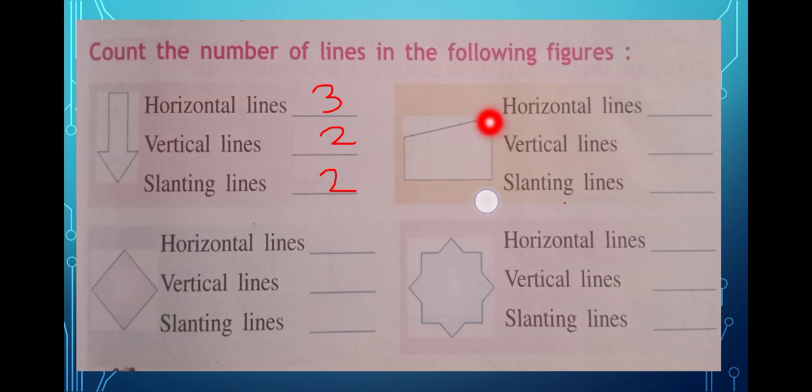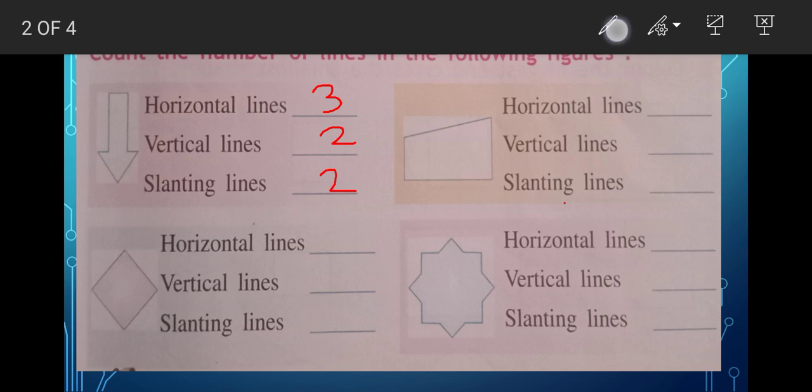Okay, vertical lines, this is a vertical line. How many vertical lines? 1, and this side another one. So how many vertical lines? 2 vertical lines, 1 horizontal line, and this is what type of line? Slanting line, 1 slanting line. Okay, so let us write. Children, how many horizontal? 1, right? Then vertical, 2 vertical lines, and slanting line is also 1.